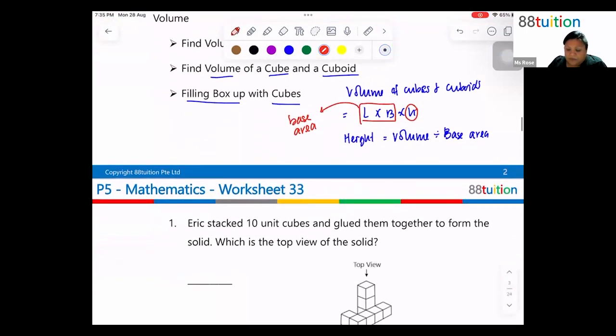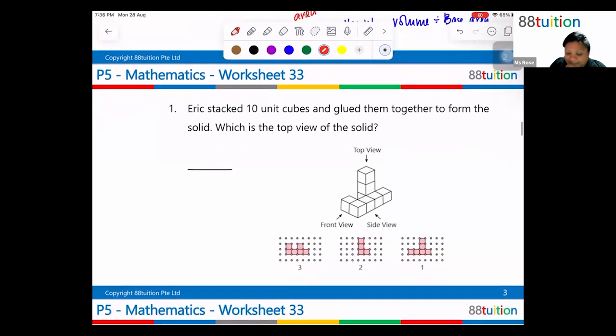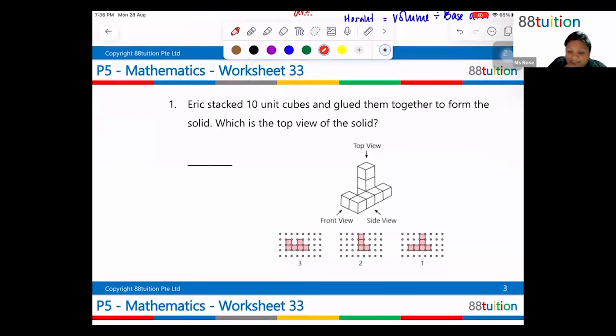Now, you have the first question, which everybody got correct. Everybody who attempted, that means how many people? The 10 of you out of the 20 of you who attempted, got it correct. Okay, so now Eric stacked 10 unit cubes and glued them together to form the solid. And which is the top view of the solid? Now, this question, only half did it.